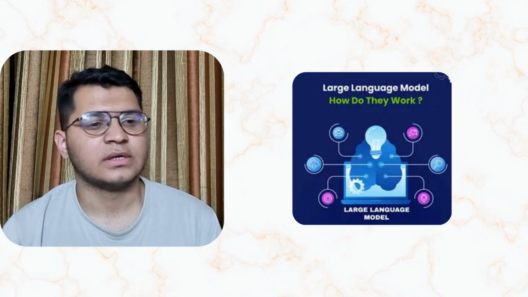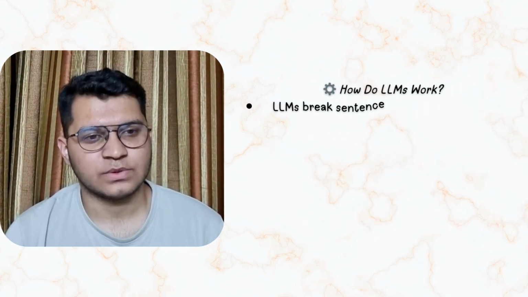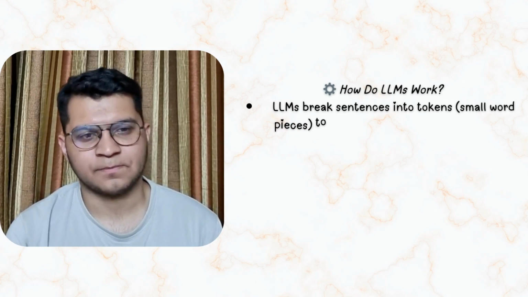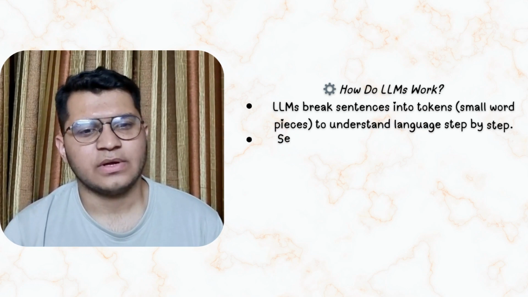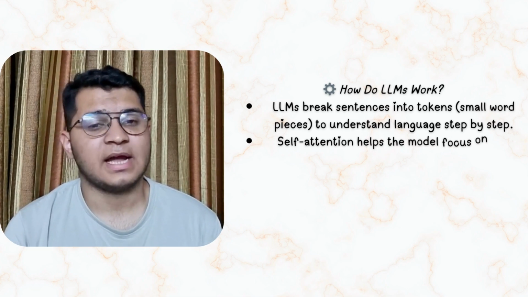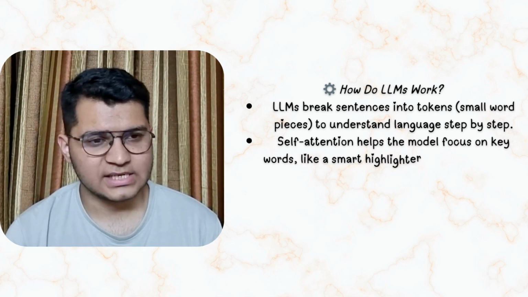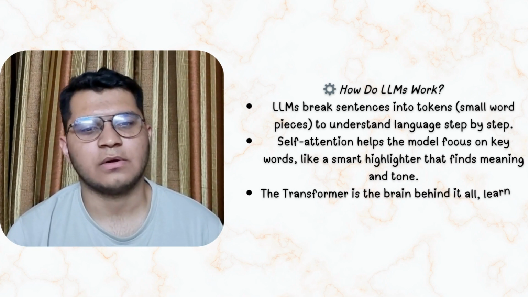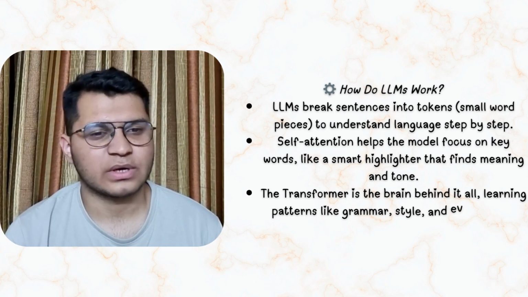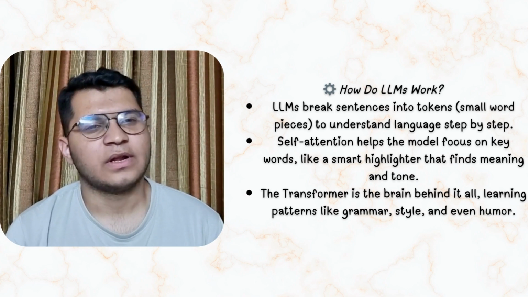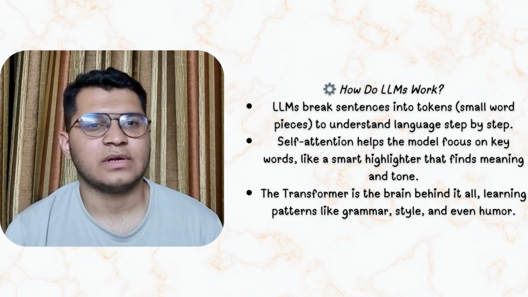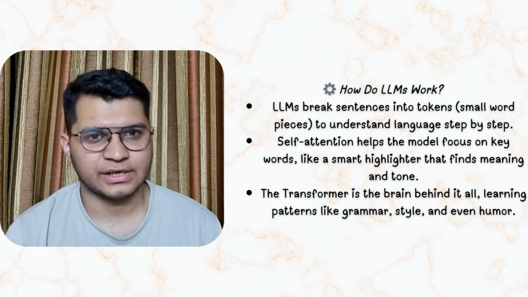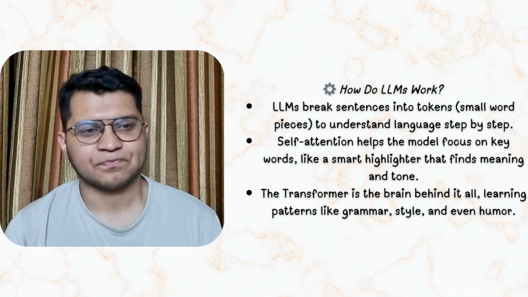Okay, so let's see how they work. How do LLMs actually work? I'll explain this in layman's terms. Imagine you are reading a sentence like "the cat sat on the mat." A large language model breaks this sentence into small pieces, like words or parts of words, called tokens. So every word in the sentence you write as a prompt to the AI or an LLM is treated as a token.